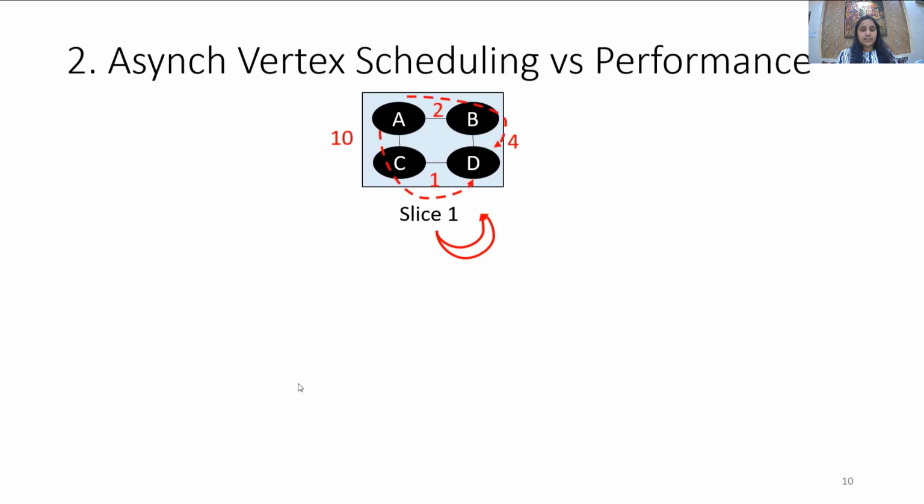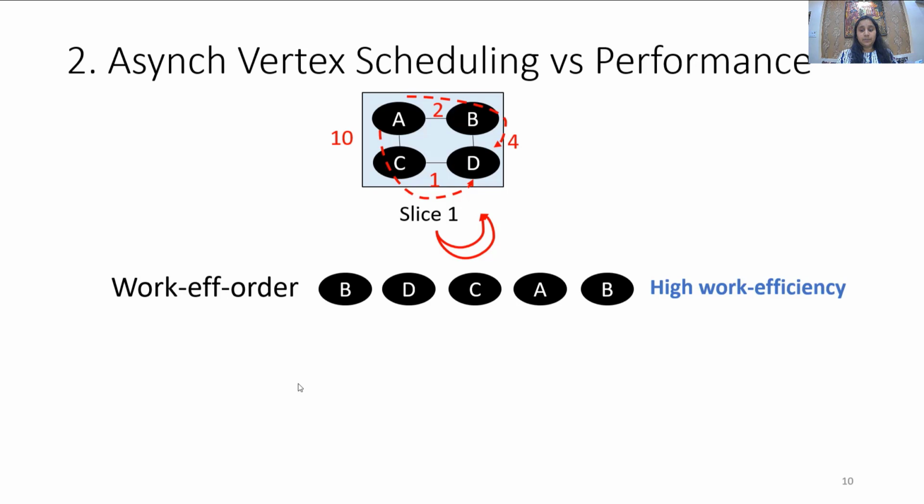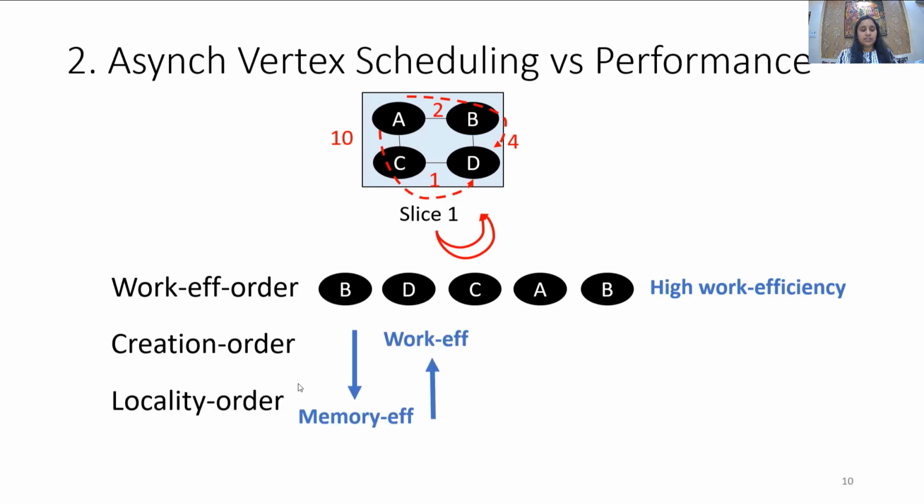For insight, consider a shortest path algorithm. Here, if we prioritize a nearer node first, we could converge the algorithm with much lesser work as compared to, let's say, a memory efficient order. We call this special data dependent ordering as work efficient order. There can be other orders like creation order and locality order. However, in our experiments, we find that these orderings have less impact on overall performance as compared to work efficiency order.